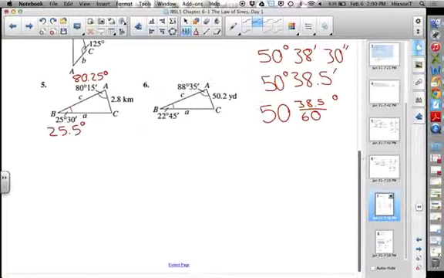Here we have 22 degrees, 45 minutes. 45 minutes is how much of a whole degree? 3/4, okay? So that would be 0.75. Okay? And then lastly, this one doesn't really come out evenly. You'd have to just do 88 and 35/60ths. So you could reduce that down to 7/12. 88 and 7/12 of a degree. Okay.